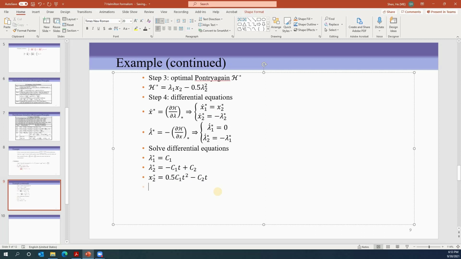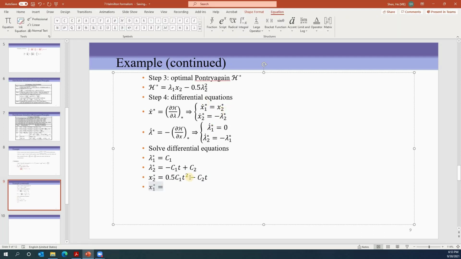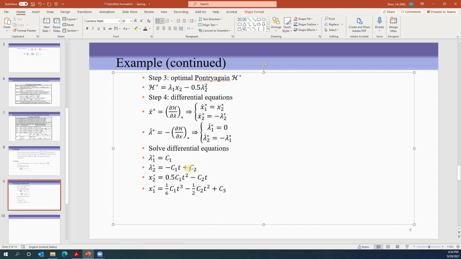After this, we can find x1 star. So x1 dot is equal to x2. We need to do another integration of this. So that will give us 1 over 6 C1 t cubed minus half C2 t squared plus C3 t. We missed a constant here, so we'll carry that over: plus C4.